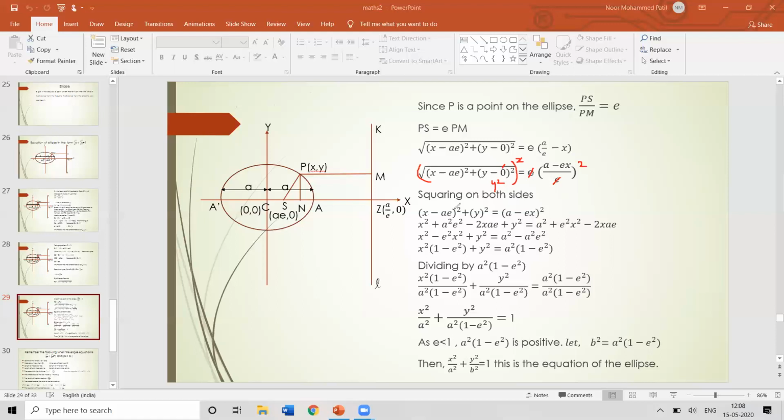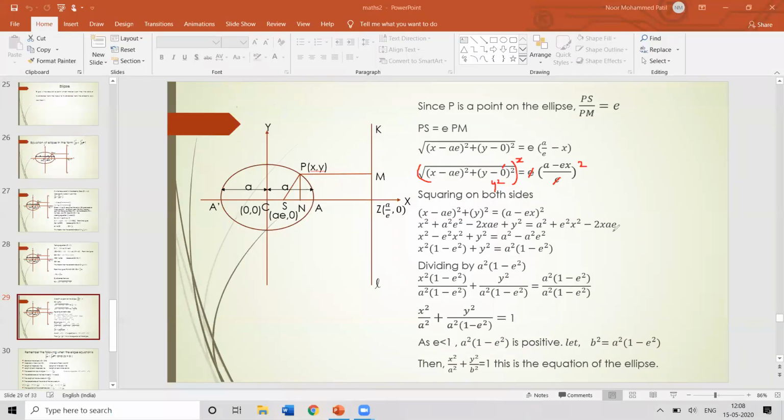Now apply the (a minus b) whole square formula: a square plus b square minus 2ab. Here two terms are there, so a square e square minus 2xae. Similarly, y square as it is, because it is a single term. Again apply (a minus b) whole square: a square plus b square, two terms again, minus 2ab.